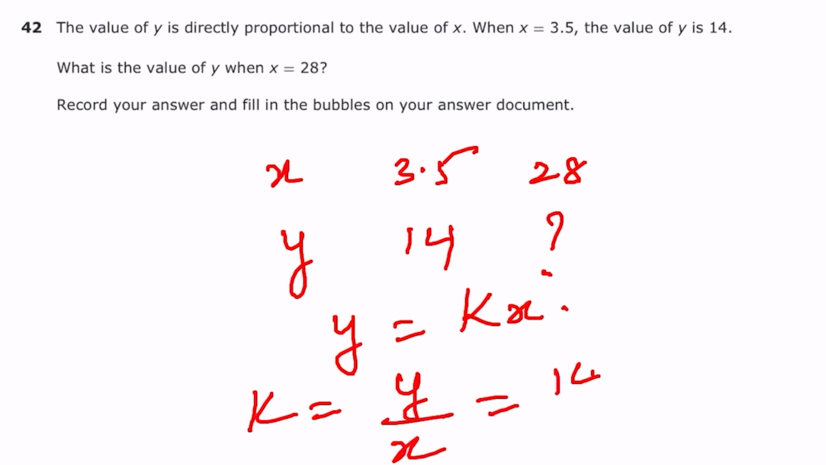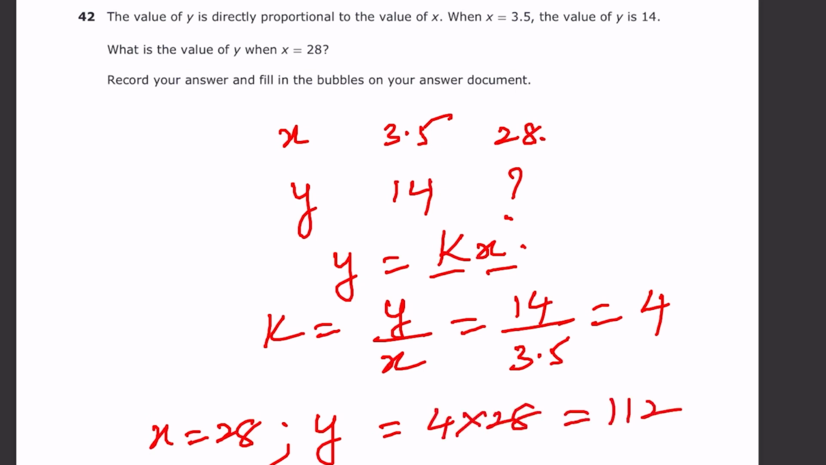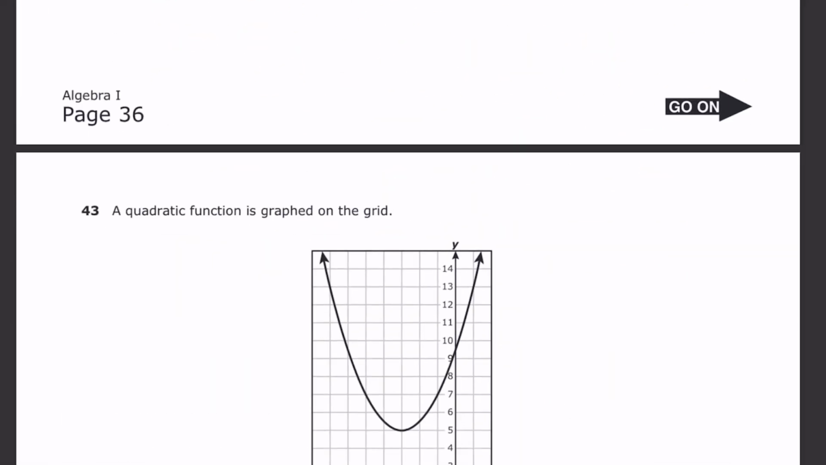So if you take 14 by 3.5, you are getting k equal to 4. Now you can calculate the y value for the next one, because you got k. You plug in this value of k and the x value of 28. So x is equal to 28 means y is equal to k into x, that is 4 into 28, which is equal to 112. This is your answer. Next, 43rd one.